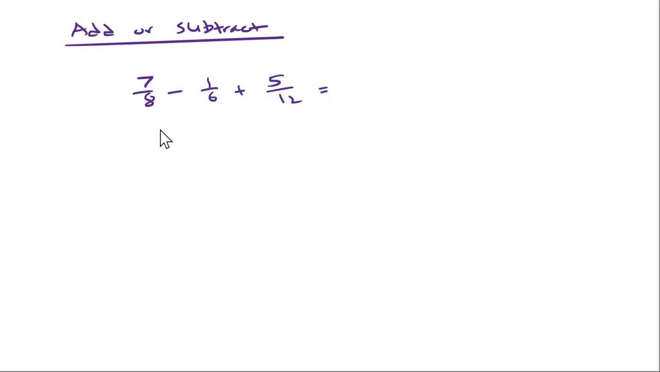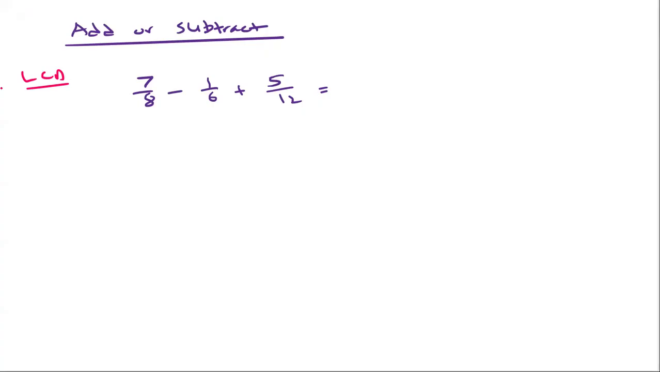Okay, so for this one, we want to add or subtract. We're going to have 7/8 minus 1/6 plus 5 over 12. So what did everybody get for their LCD? What do we get? 24. Good, excellent, right? So 24 is the LCD.